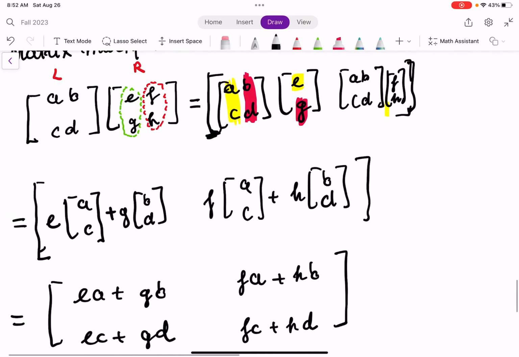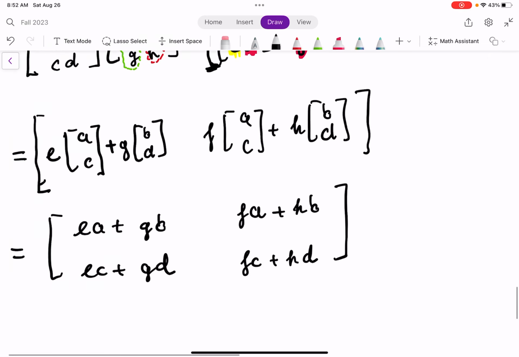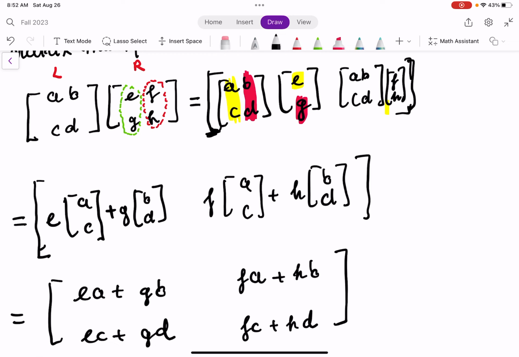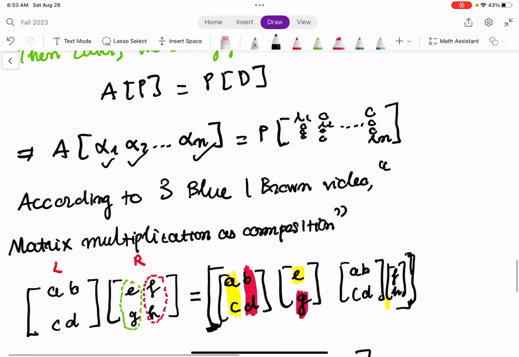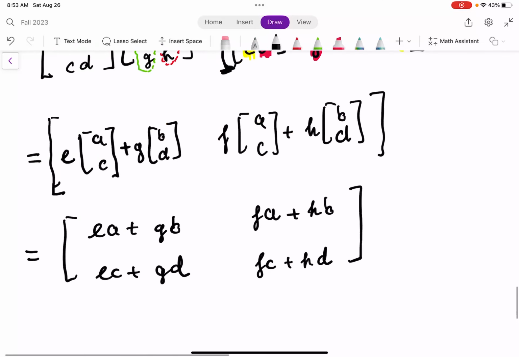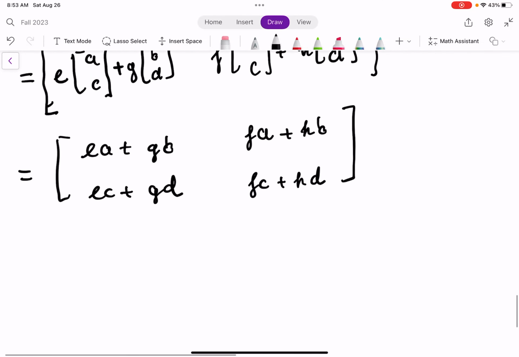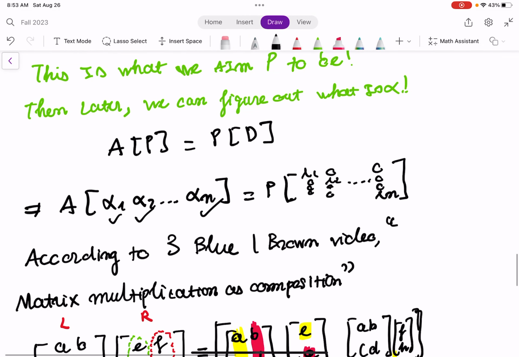The video explained it way better, but that's the intuition. So each one, E, G, becomes EA plus GB. E has shifted something and G has shifted something. When you apply that, you get a completely new basis vector. If you apply this principle presented by 3Blue1Brown, and if you want to listen to a better explanation, you can watch the video Matrix Multiplication as Composition by 3Blue1Brown, the one and only. He's really good.